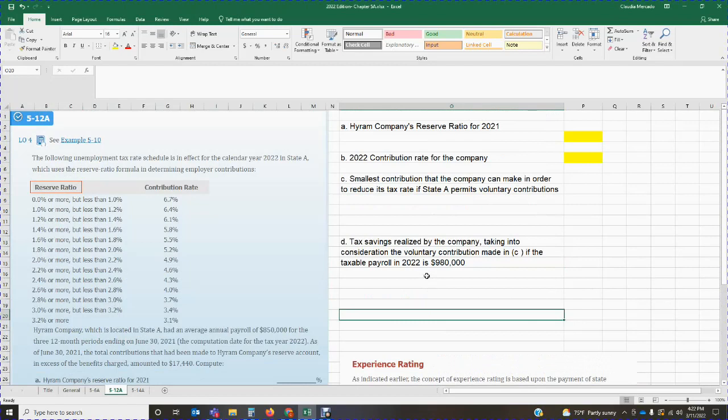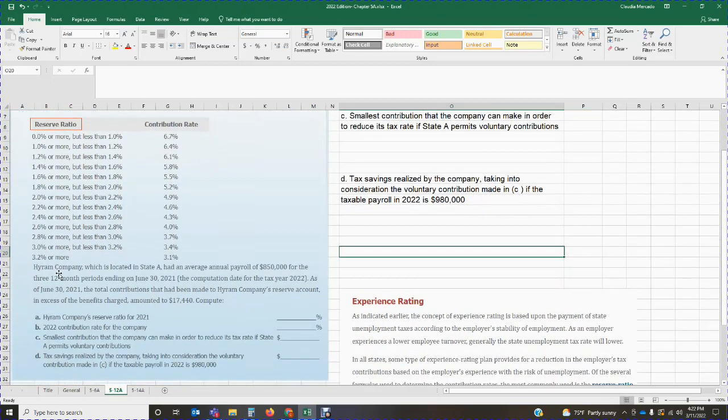The following unemployment tax rate schedule is in effect for the calendar year 2022 in State A, which uses the reserve ratio formula in determining employer contributions. They provide us with the reserve ratio percentage thresholds. We have different tiers and the contribution rates, each rate specific to the specific tier.